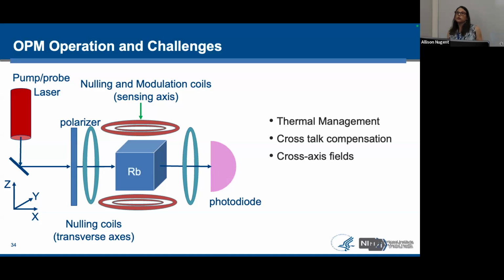Now, there are several challenges to using these sensors. The first is that the rubidium cells are actually heated, so we need to dissipate that heat somehow. Thermal management becomes a problem. There can be crosstalk between the coils on different sensors that has to be accounted for. And there's also an issue with ambient fields transverse to the sensing direction that we have to compensate for.